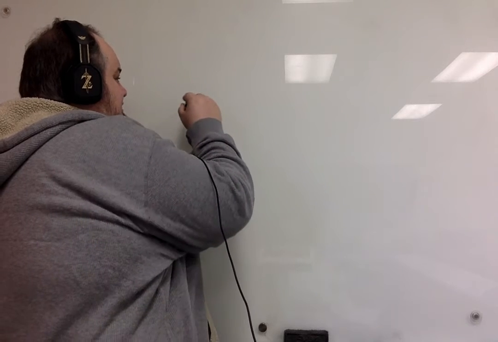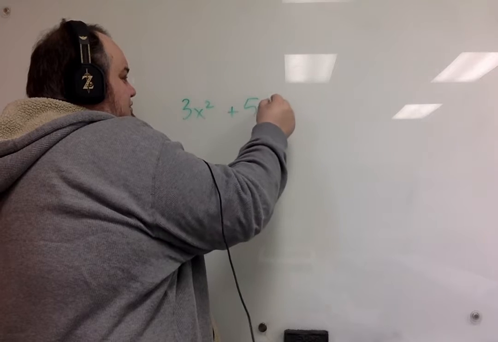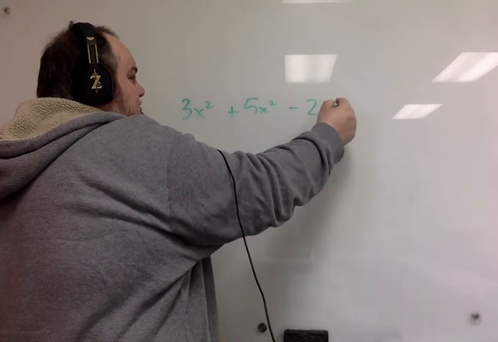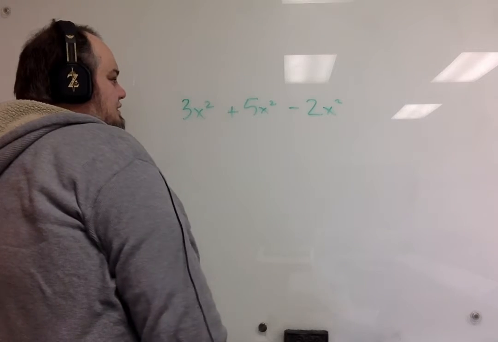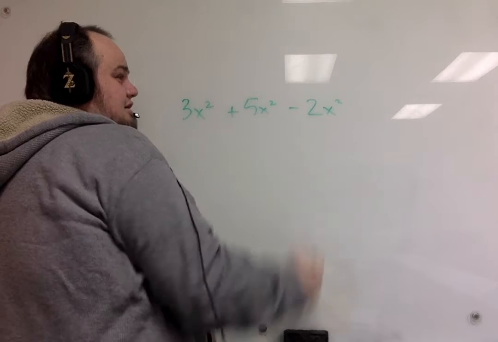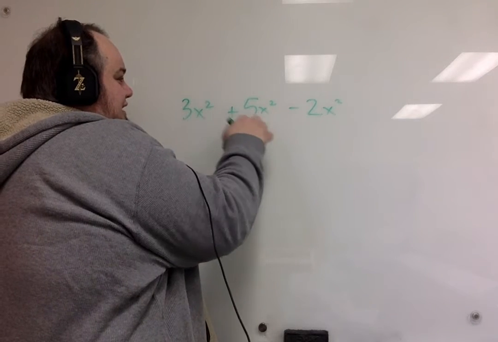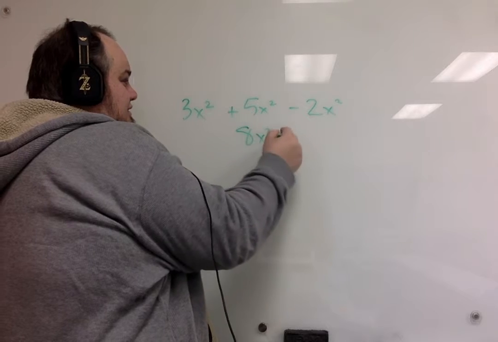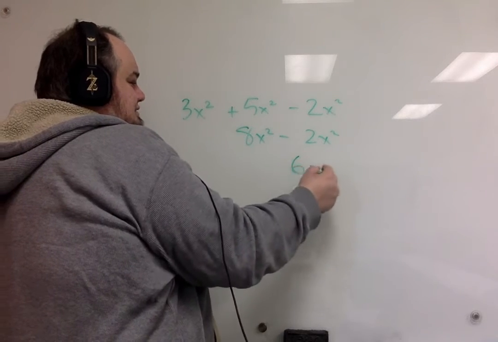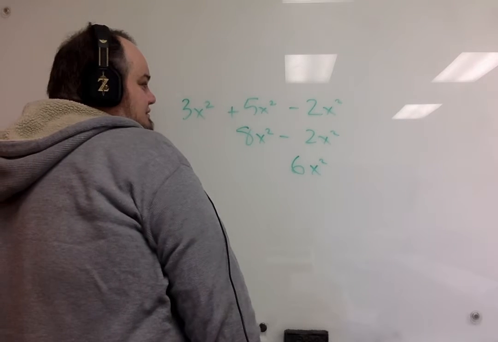So let's say we had this, 3x squared plus 5x squared minus 2x squared. So we're going to combine the coefficients here because these three are all like terms. So we would have 3x squared plus 5x squared is 8x squared. And then 8x squared minus 2x squared is 6x squared. So our answer is 6x squared.